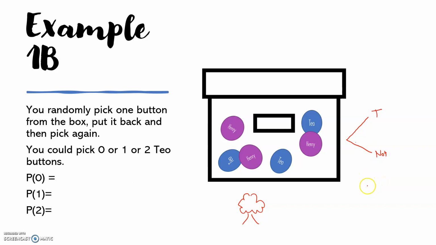And the probability of picking a tail button out of this box is 1/2. The probability of picking a Henry button out of this box is also 1/2. I put the button back in the box, and then I pick again. So the probability for tail is still a 1/2, and the probability for not tail is still a 1/2.